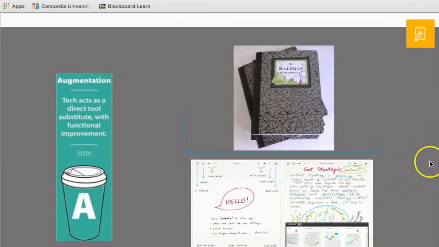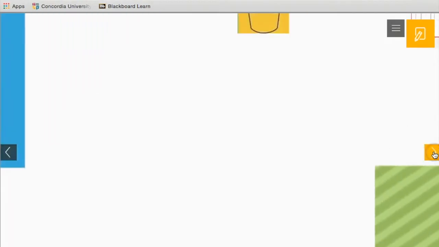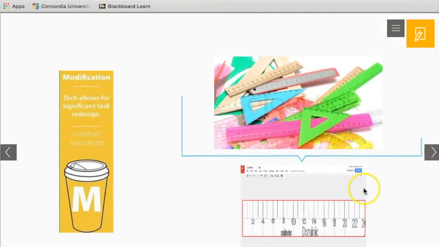Alright, so moving on. For modification, tech allows for significant task redesign. I know for our younger grades, especially in second grade, a lot of our students learn about measuring tools, so inch rulers, centimeter rulers, things like that.